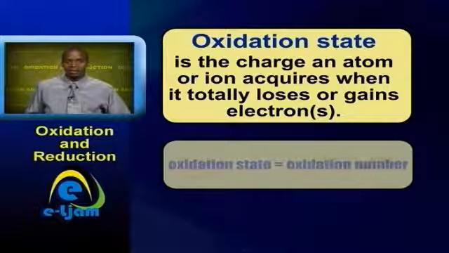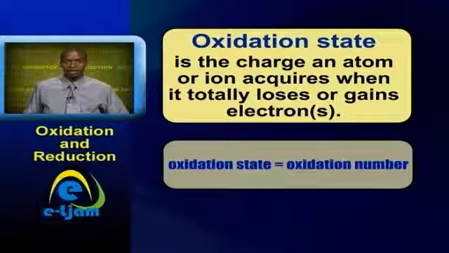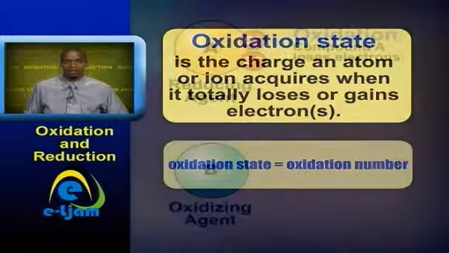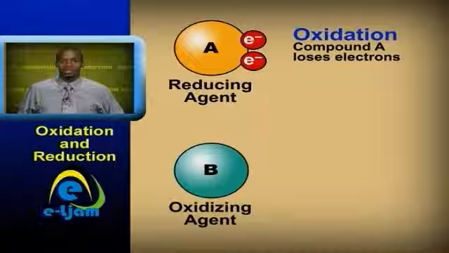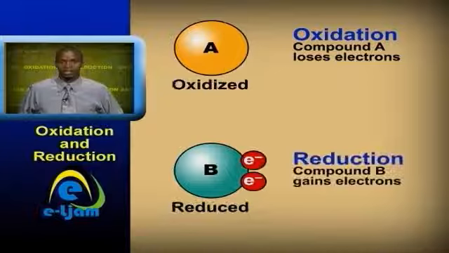For elementary chemistry, the terms oxidation number and oxidation state are used interchangeably. Oxidation and reduction are opposite processes which always occur together. Reactions in which these processes occur are called redox reactions.